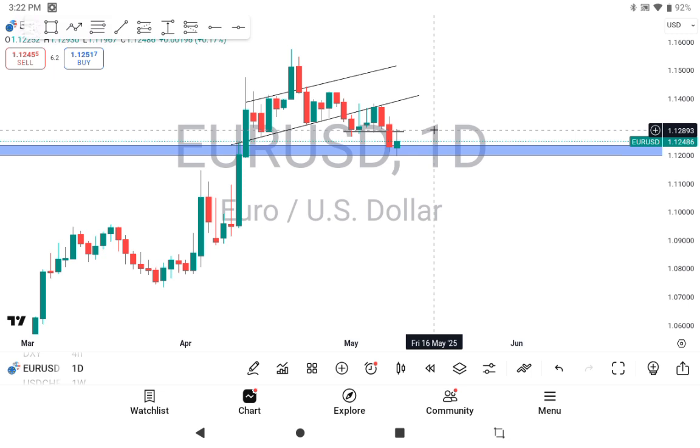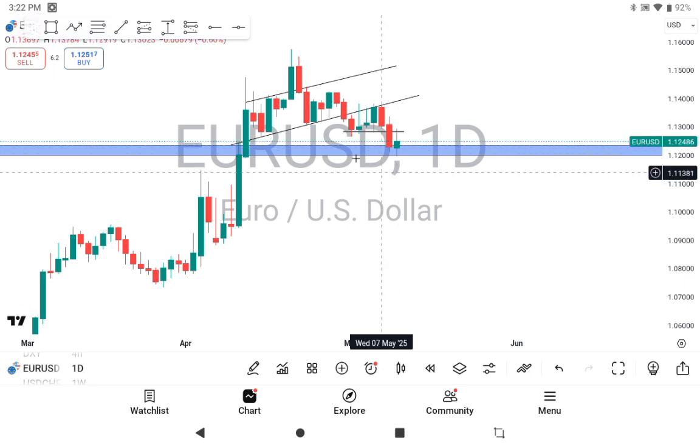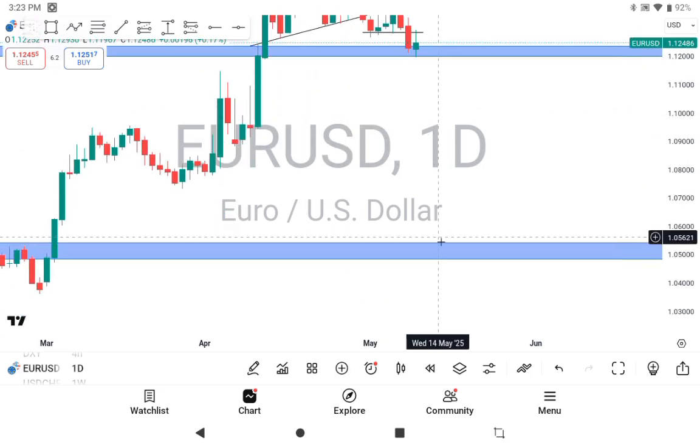Now we don't know who is in control. Is it the buyers that are about to take control of the market, or will the sellers take control of the market to pull the price down? Provided that this support level is cleared, we should see EURUSD dropping right here. So let's move to the weekly time frame to see how the weekly candle closed.